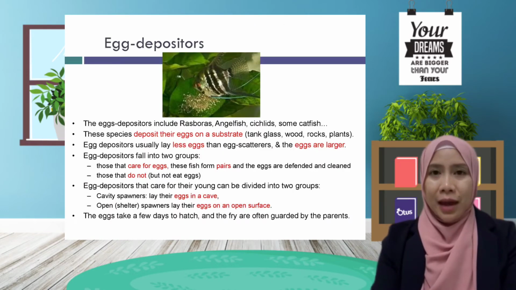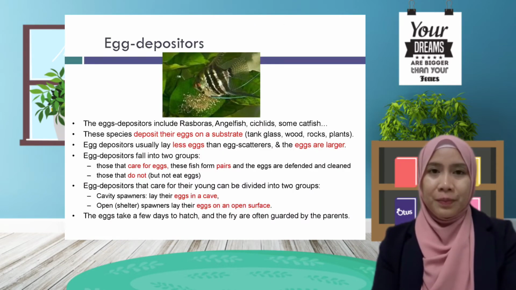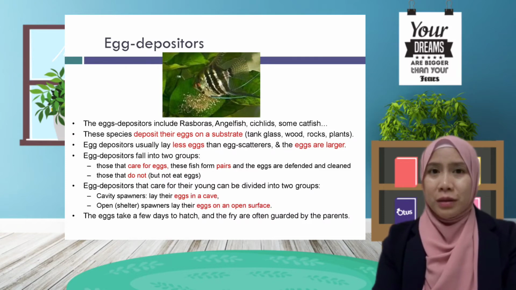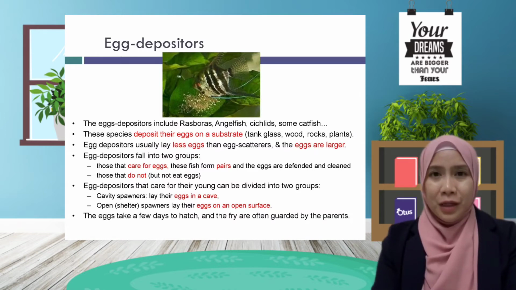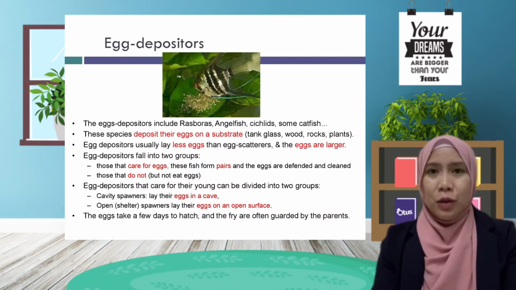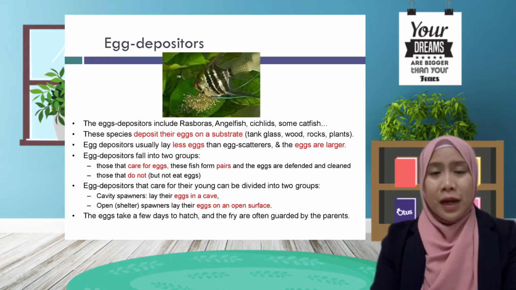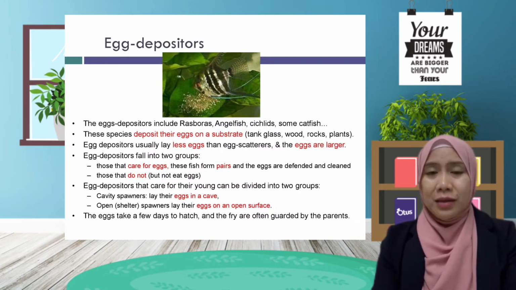Next is egg depositors. The egg depositors include Rasbora, angelfish, cichlid, and some catfish. These species deposit their eggs on a substrate such as tank glass, wood, rocks, and plants. Egg depositors usually lay fewer eggs than egg scatterers, and the eggs are larger in size. Egg depositors fall into 2 groups.